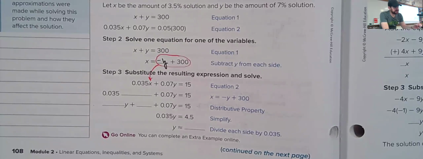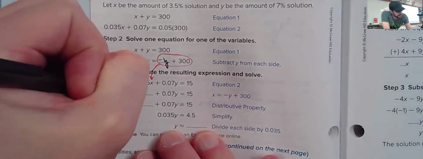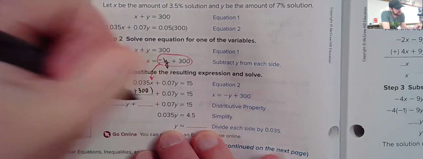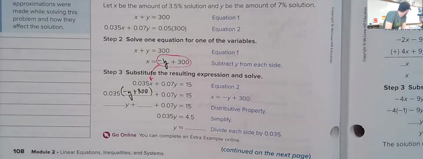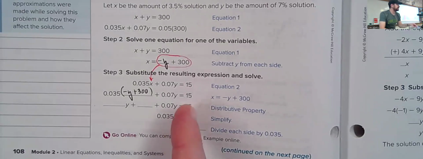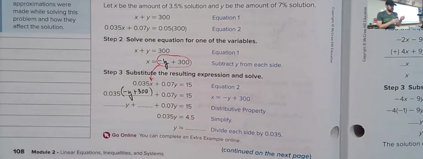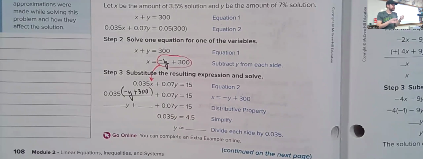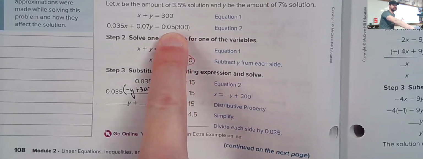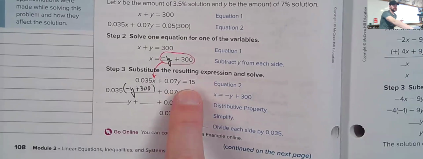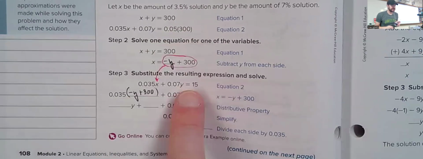So we're going to get 0.035 times negative Y plus 300 plus 0.07 Y equals 15. Why is it equal to 15 now over here? Where'd that 15 come from? Yeah, 0.05 times 300. 0.05 times 300 is 15. So they just simplified, multiplied those two together to get 15.